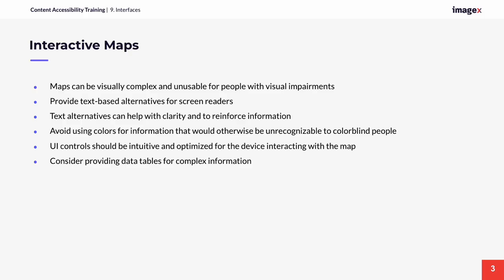Interactive maps can be visually complex and unusable for people with visual impairments. To ensure accessibility, provide text-based alternatives for screen readers, which can also help with clarity and reinforce information. Avoid using colors for information that would otherwise be unrecognizable to colorblind people. UI controls should be intuitive and optimized for the device interacting with the map. Consider providing data tables for complex information.